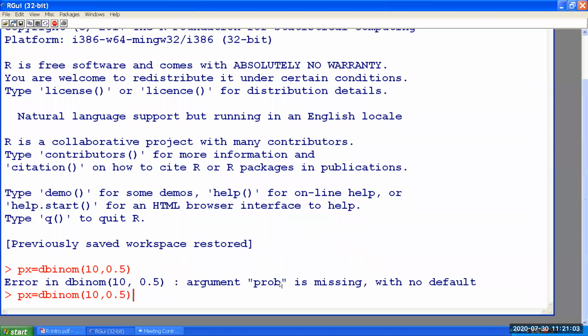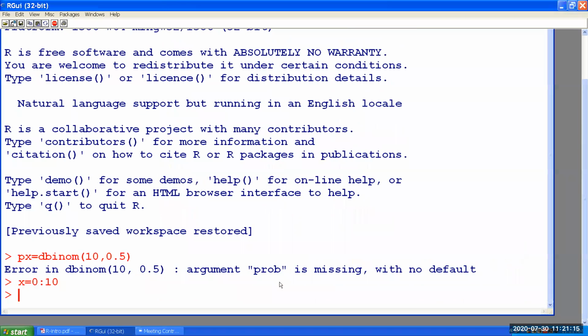So that is missing here. Now let us take x is equal to 0 to 10, because x is equal to 0 to n. Now let us see. We have to give x here.